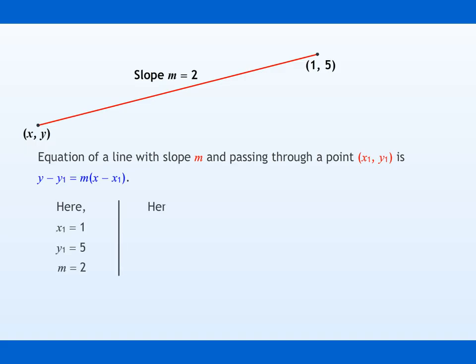Hence, y minus 5 is equal to 2 into (x minus 1). Therefore, y minus 5 is equal to 2x minus 2. Therefore, 2x minus y is equal to minus 3. The equation of the line is 2x minus y is equal to minus 3.